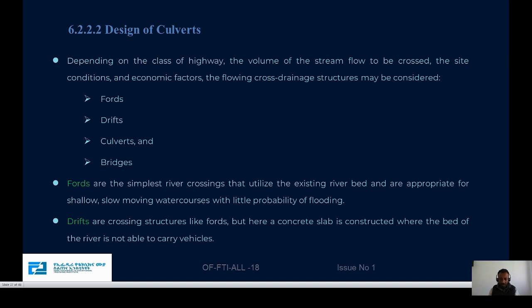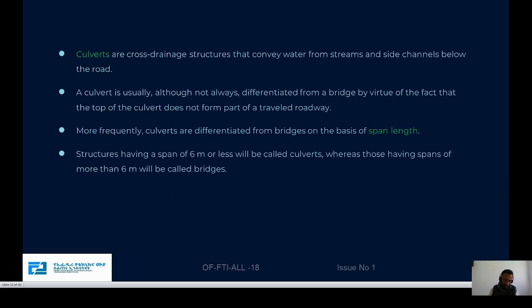There are different cross drainage structures: fords, drifts, culverts and bridges. A ford is a simple river crossing that is not able to carry vehicles. It is used on slow-moving watercourses where there is almost no flooding. Drifts are crossing structures like fords, but more often constructed with concrete slabs. On the bed of the river, it is not able to carry vehicles, only pedestrian crossing.